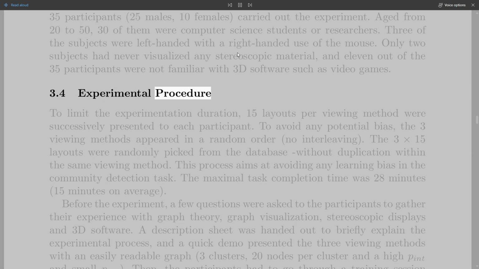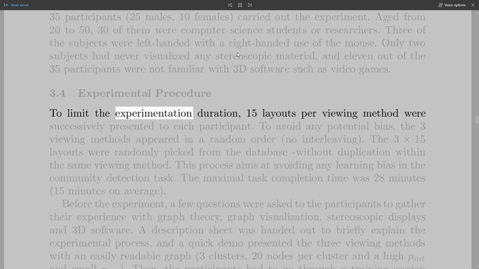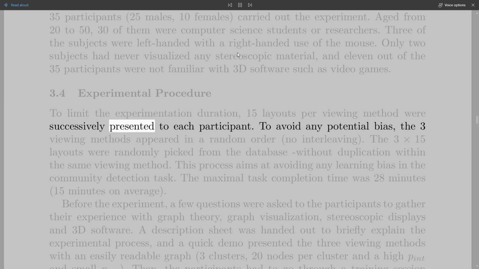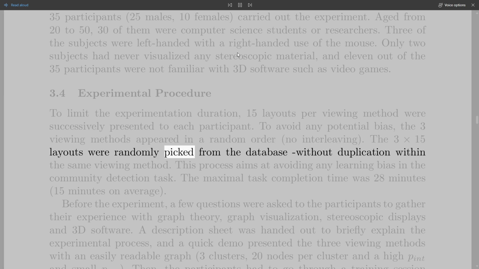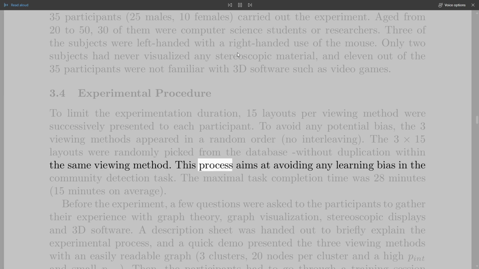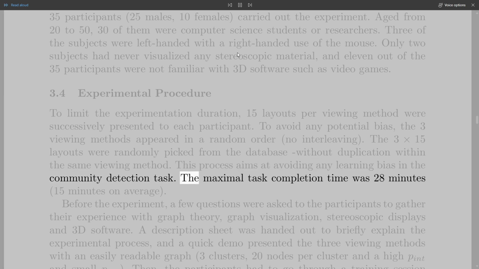3.4 Experimental procedure. To limit the experimentation duration, 15 layouts per viewing method were successively presented to each participant. To avoid any potential bias, the 3 viewing methods appeared in a random order, no interleaving. The 3x15 layouts were randomly picked from the database without duplication within the same viewing method. This process aims at avoiding any learning bias in the community detection task. The maximal task completion time was 28 minutes, 15 minutes on average.